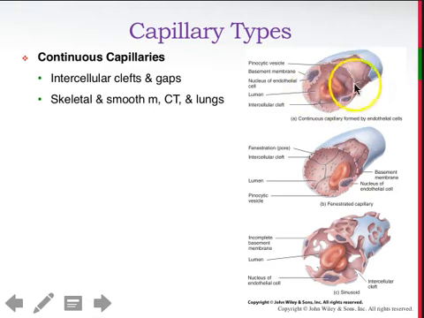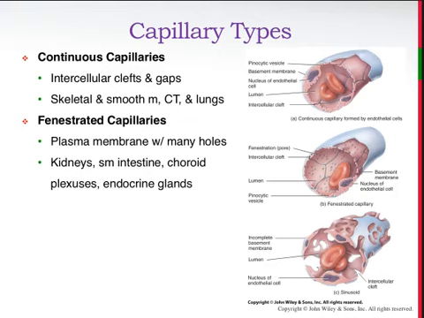So we have an endothelial cell here, we have a basement membrane surrounding, and then here's the nucleus of the endothelial cell, the lumen is the opening in the middle, and those are red blood cells. We have intercellular clefts and gaps in continuous capillaries. Where we find these guys: skeletal and smooth muscle, we'll see continuous capillaries, to the connective tissues, and in the lungs.